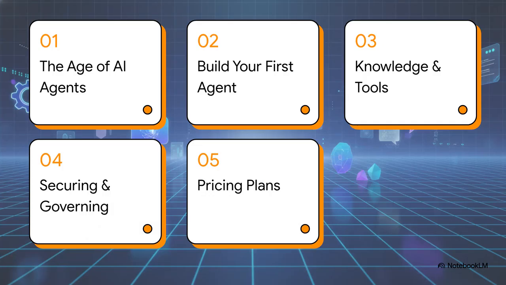To really unpack this, we're going to look through 4 different lenses today. We've got the age of AI agents, building your first agent, connecting knowledge and tools, securing and governing those agents, and finally, diving into the pricing plans.